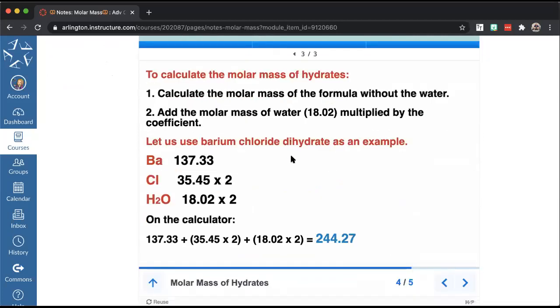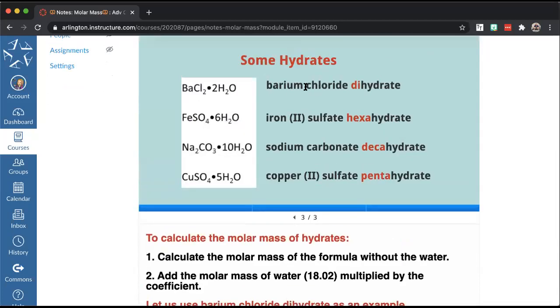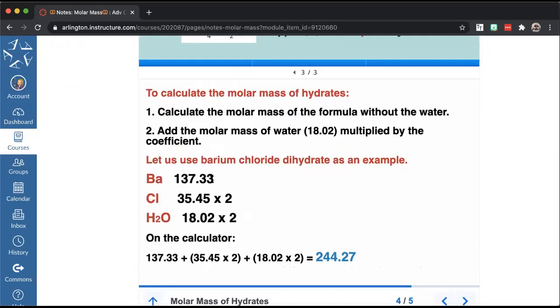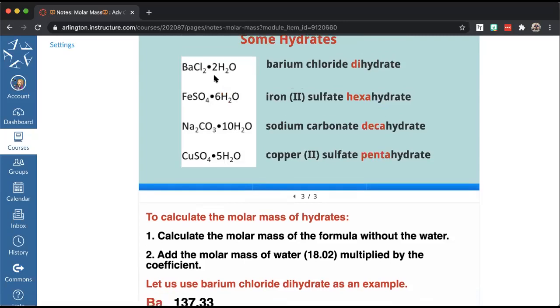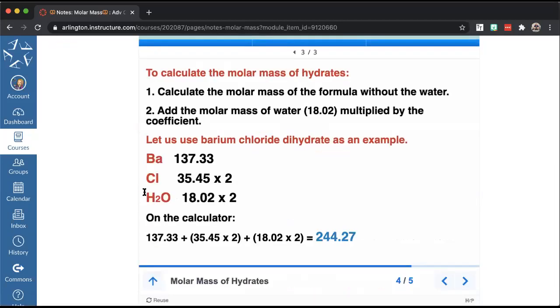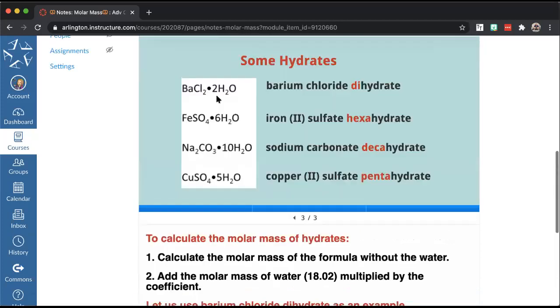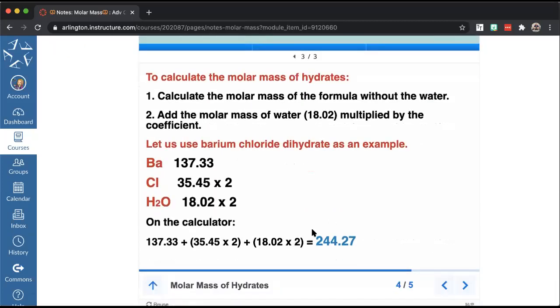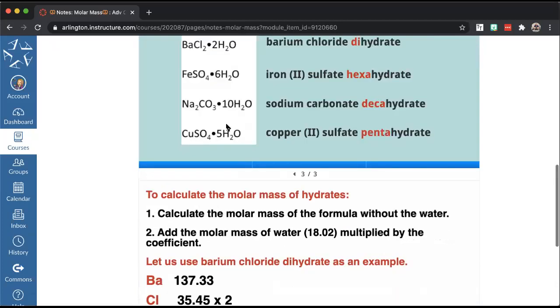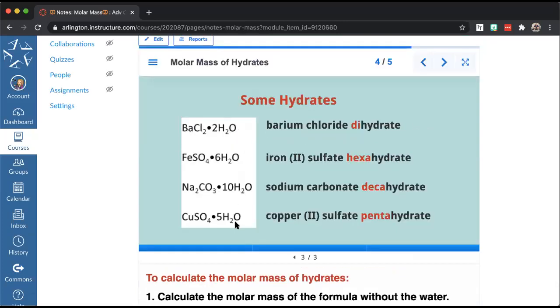So if we do barium chloride dihydrate, this first one from up here, as an example, here's barium from the periodic table, here's chlorine from the periodic table, and it's multiplied by 2 because there is a 2 subscript on the Cl in the formula. So that's the compound. And then here's my water molecule, which is 18.02, and I'm multiplying it by 2 because of the 2 coefficient in front of the water. And then I would add all of that together, and here is what I would get for my total. So it's a similar process, you're just also including the water molecules if it's a formula that has a hydrate in it. Okay.